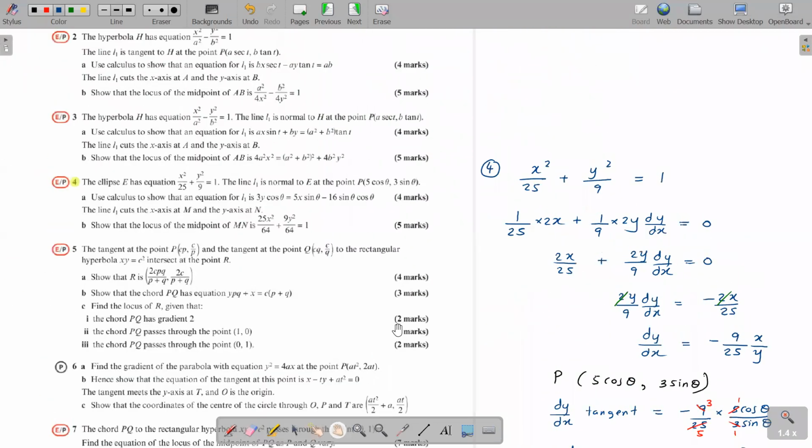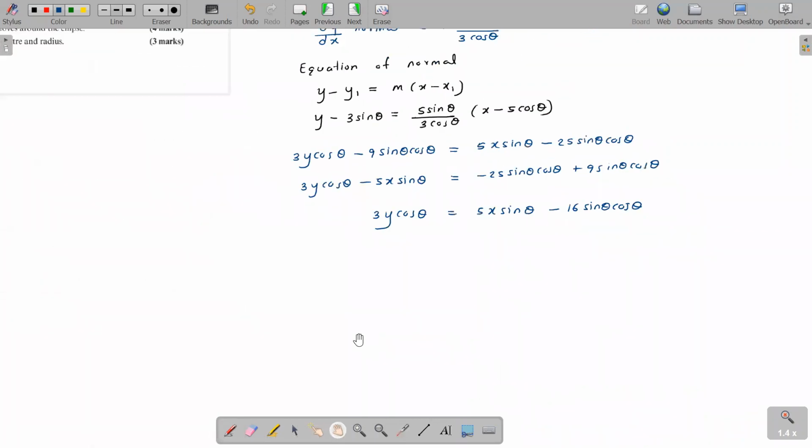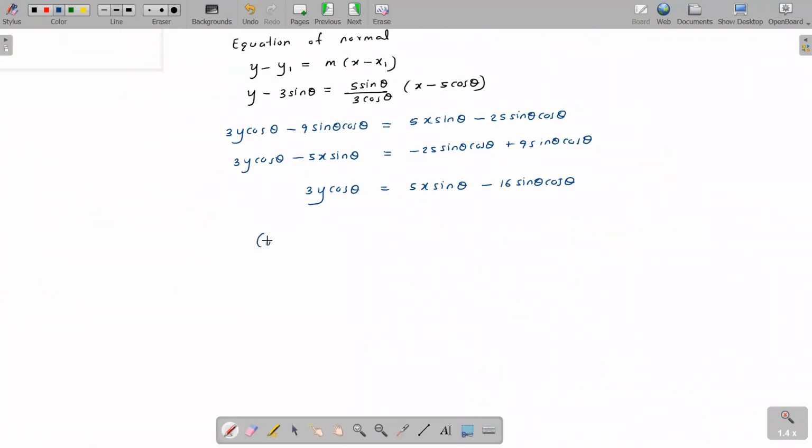Okay. Then the next part: the line L1 cuts the x-axis at M and the y-axis at N. Show that the locus of the midpoint of MN is this. Okay. First thing is what? The line L1 cuts the x-axis at M and the y-axis at N. So let's get the cutting point of the x-axis. When I cut the x-axis, you know y is 0, right? Put y as 0.